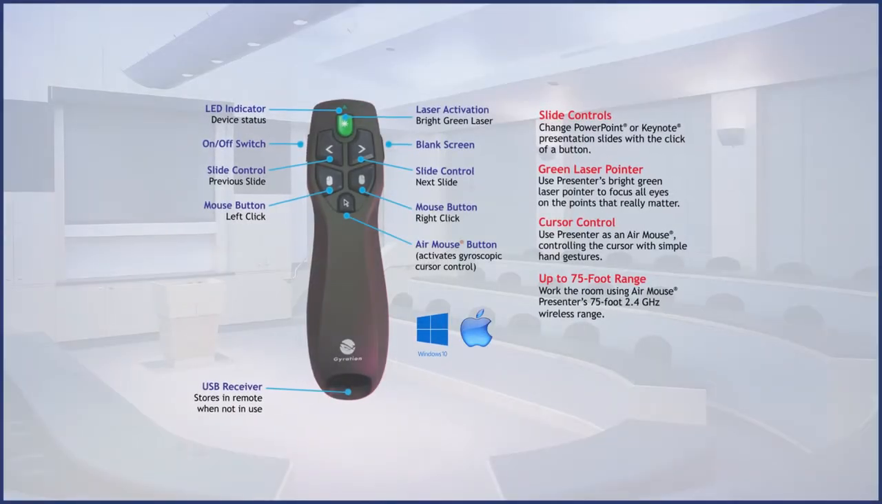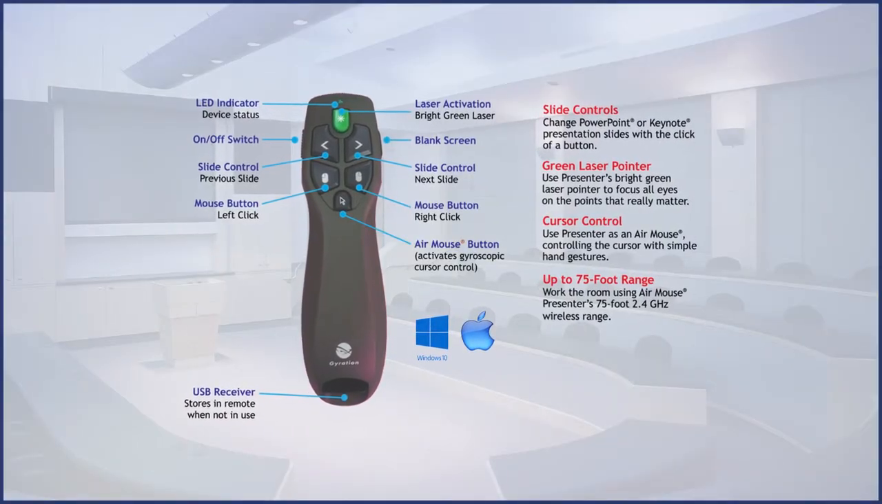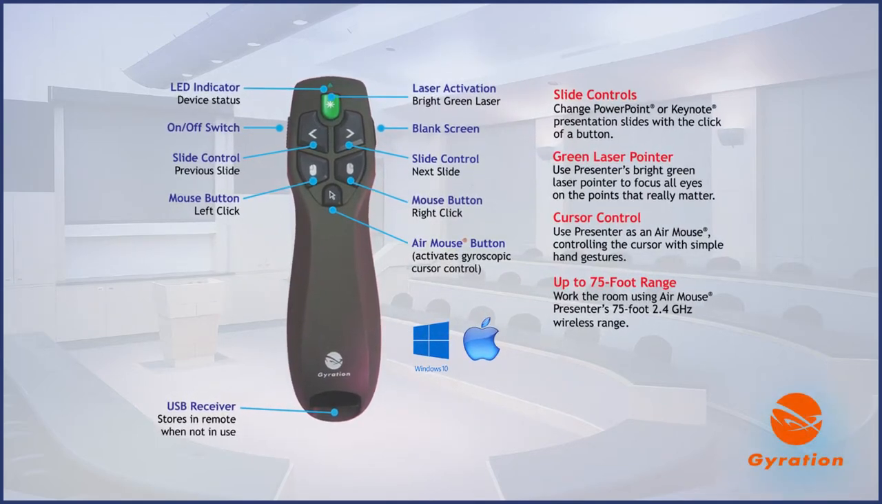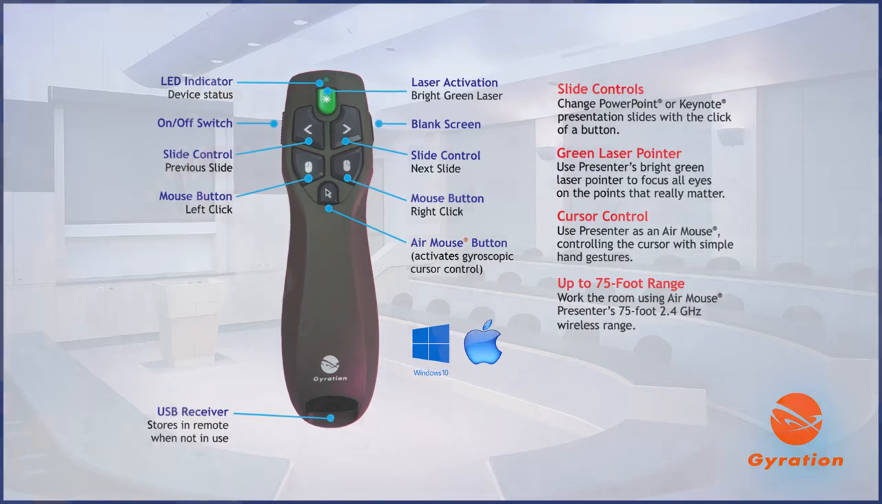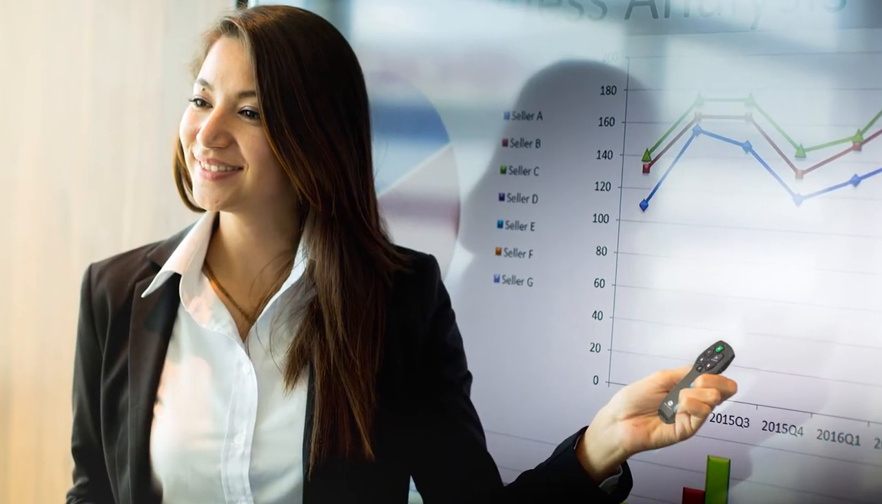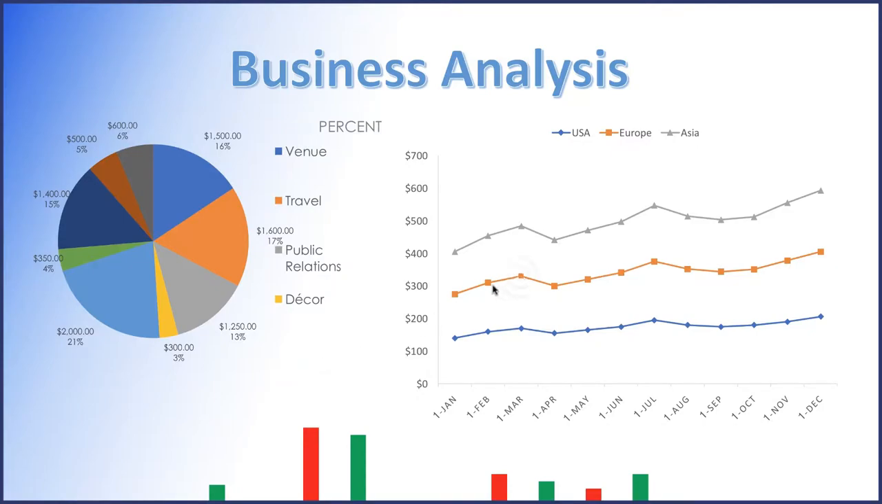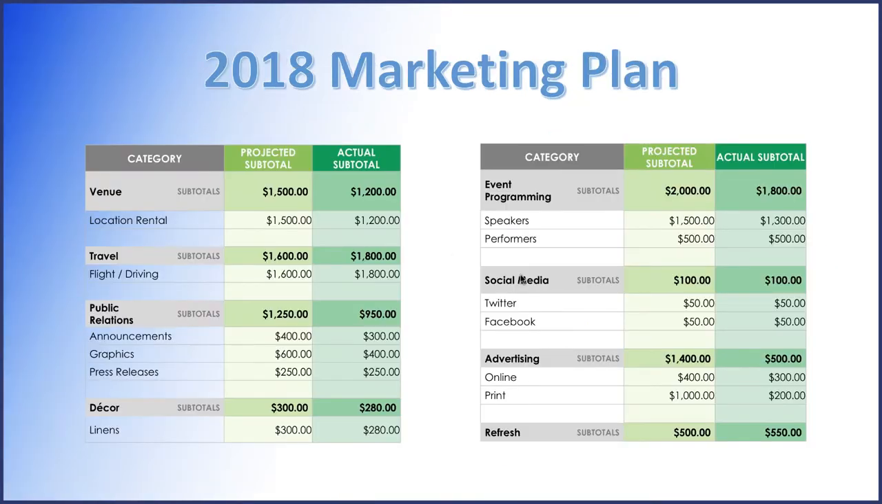With large tactile response slide keys and a bright green laser pointer that's 10 times more visible, Air Mouse Presenter is a top-tier PowerPoint presenter. It's also a Gyration Air Mouse, enabling on-the-fly access to slide hyperlinks, online content, and local computer resources.